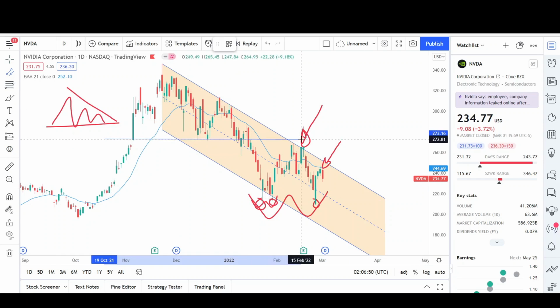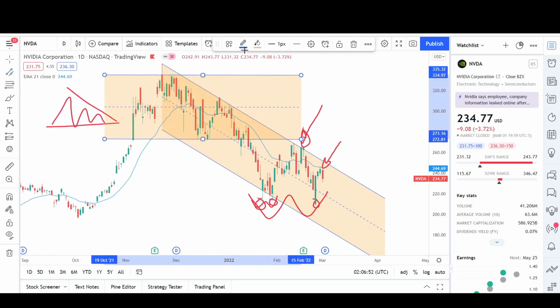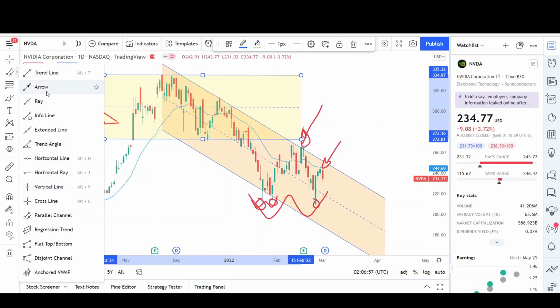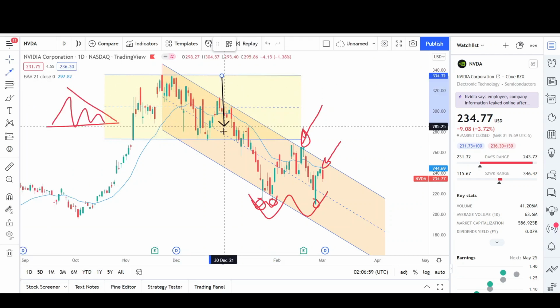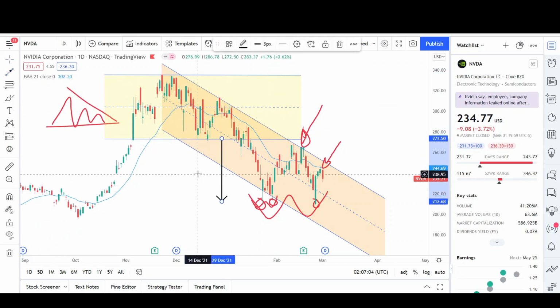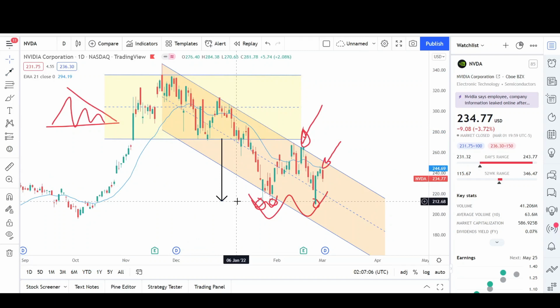So you can see that this was a nice little range that NVIDIA was inside of. And eventually, we did break outside of it. So if I do a measured move, you can see that was the first leg, and this would be the second leg, and right at the end of this measured move is right where we're finding some type of support.